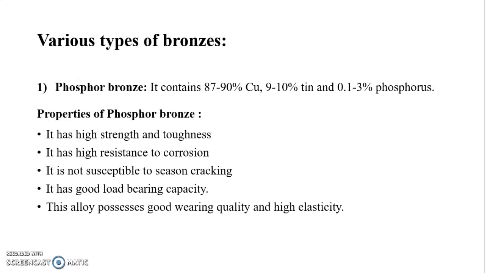Then there are various types of bronzes. The first one is the phosphor bronze. This phosphor bronze contains 87 to 90% copper, 9 to 10% tin and 0.1 to 3% phosphorus. So there are some properties of phosphor bronze.